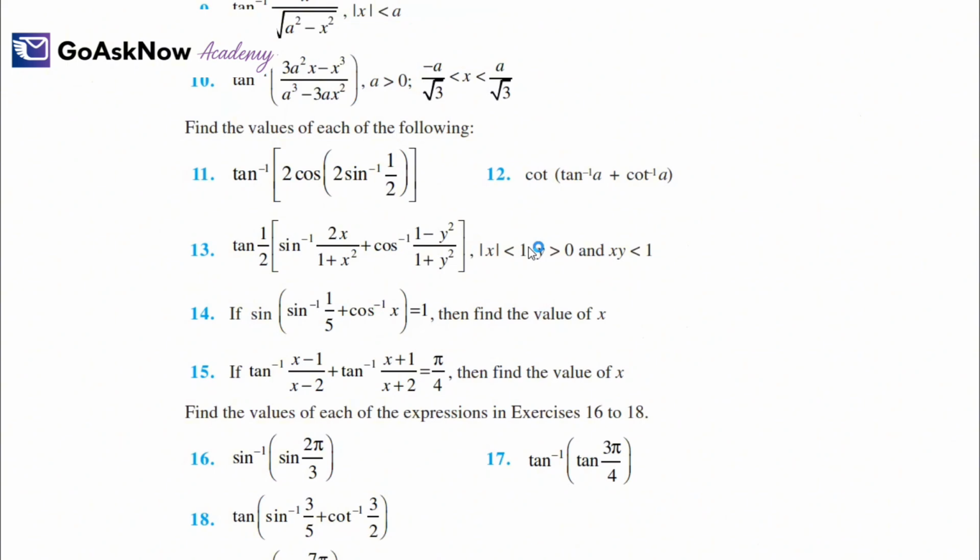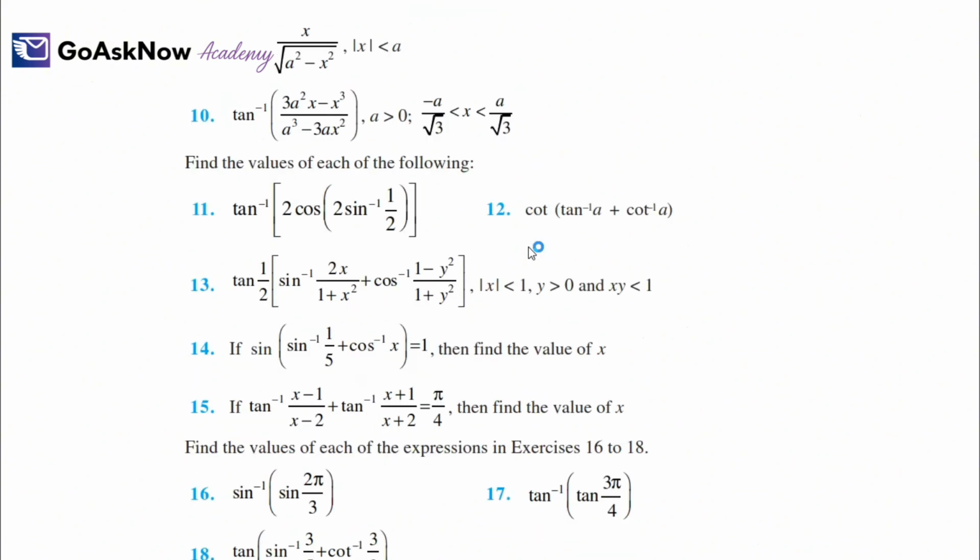In the next part, the 12th question is easy for you, so you can solve it by yourself. Now the 13th question, you can see it is very lengthy, but it is also very simple. Just substitute x is equal to tan theta and y is equal to tan theta here. You will get the result. If sine inverse 1 by 5 plus cos inverse of x is equal to 1, then find the value of x. So this is also a simpler question, but I can solve it for you. Let's see the 14th question.